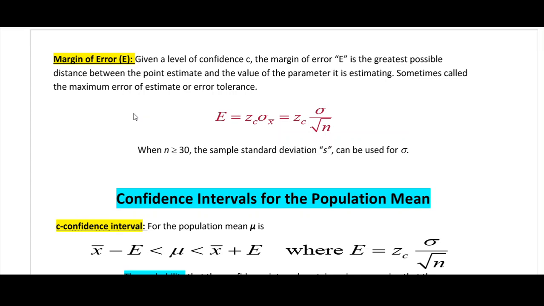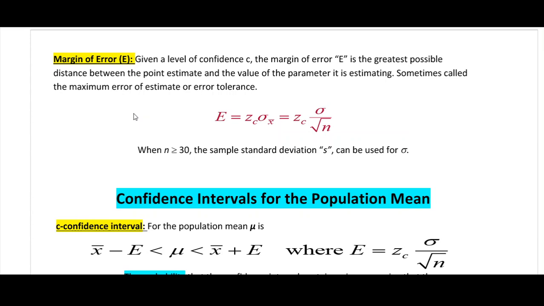Let's see here. Margin of error: given a level of confidence C, the margin of error E is the greatest possible distance between the point estimate and the value of the parameter it is estimating, sometimes called the maximum error of estimate or error tolerance.